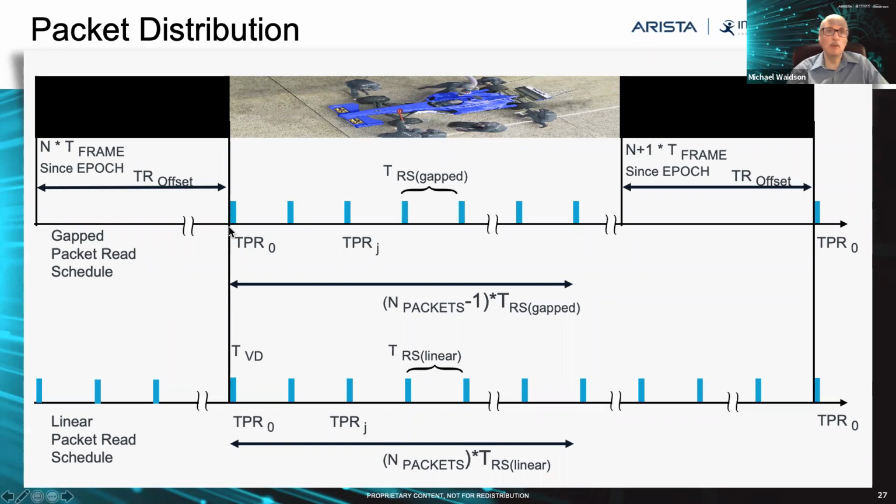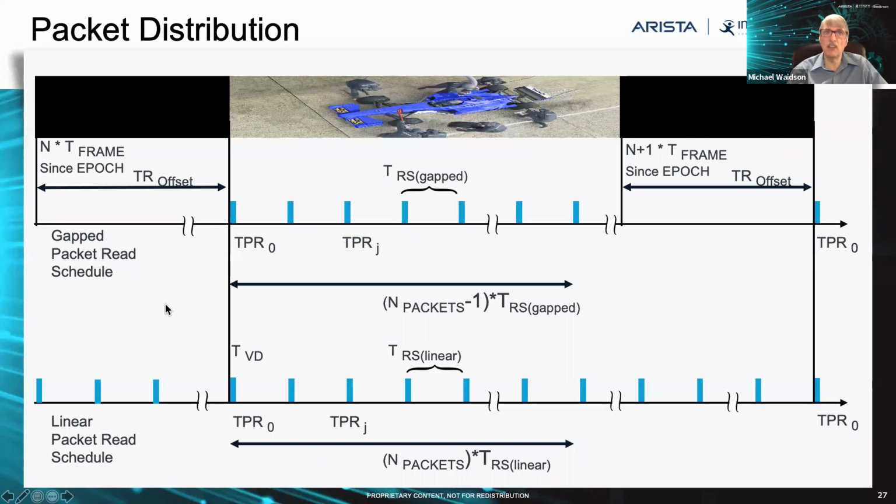We started at this particular time, TPR0. This is our first packet from the first part of our frame of the active picture. We then start to packetize each of those elements, segment them out and send them as different individual packets all the way through this process until we reach the end of the active picture. Then we'll stop sending packets because there's no more information that we need to send at that particular time. And then we'll have this vertical blanking period before the next active picture, and we'll start this process again. That forms a gapped packet read schedule.